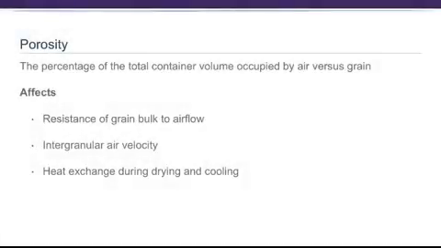Porosity has to do with the amount of airspace in a container that's filled with grain. Basically, it's just the percentage of the total container volume that's occupied by air as opposed to grain. This affects things like the resistance of grain bulk to airflow. The greater the porosity, the easier it is for air to flow through the grain, and the higher the velocity you're going to have. And also, of course, because it affects the airflow, it's going to affect the heat exchange during drying and cooling.